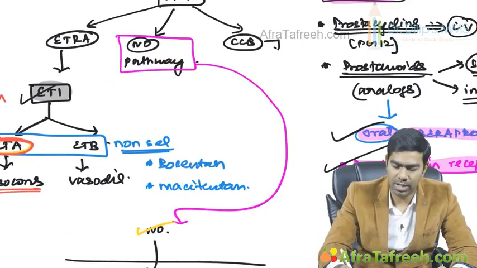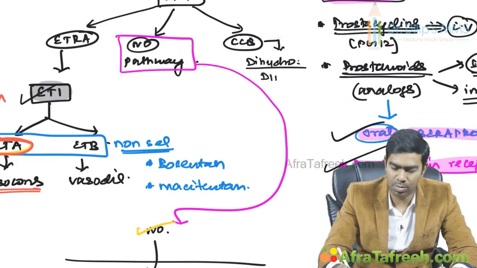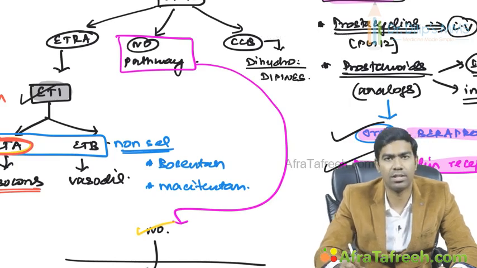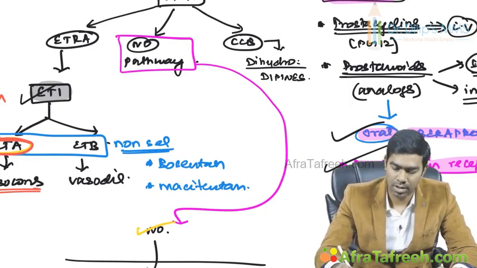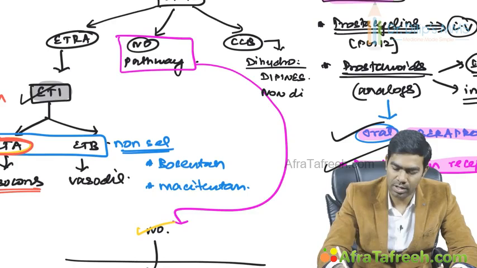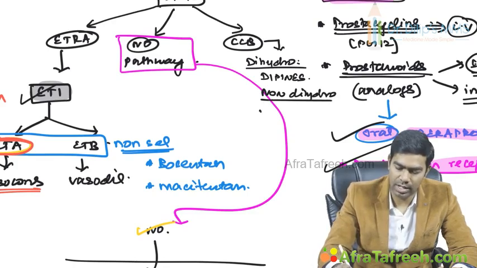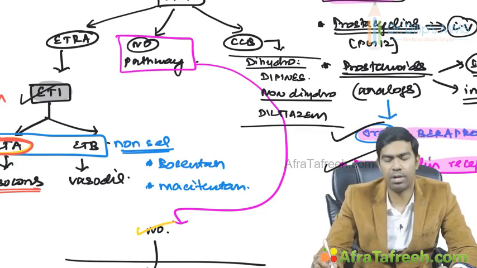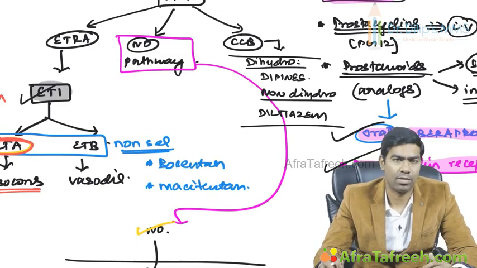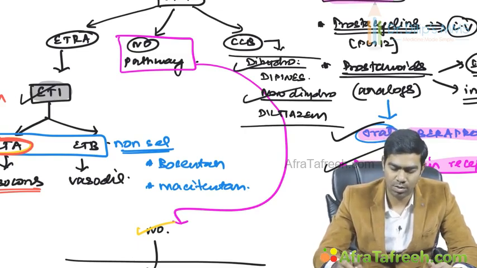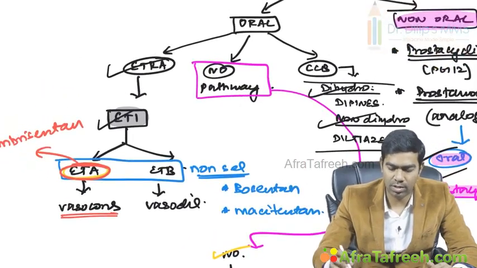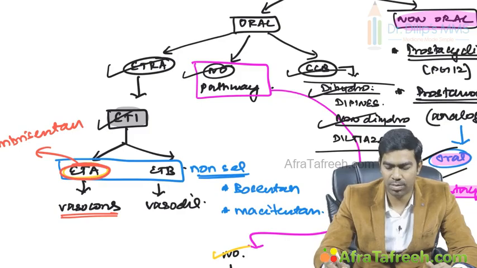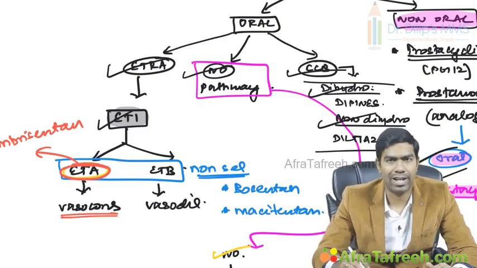And similarly, calcium channel blockers, you have dihydropyridine calcium channel blockers, which are nothing but dipins. The most powerful dipin that causes pulmonary vasodilation is nifedipine. And similarly, you have non-dihydropyridine calcium channel blockers like diltiazem and verapamil. This is also available as a pulmonary vasculature vasodilating property. So, these are the important drugs that you have to know. So, you can group under your endothelin receptor antagonists, your nitric oxide pathway group of drugs, and your calcium channel blocker.